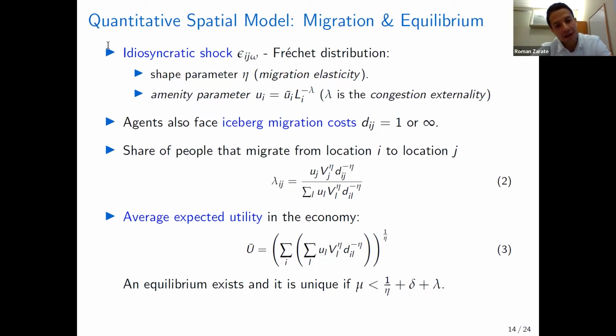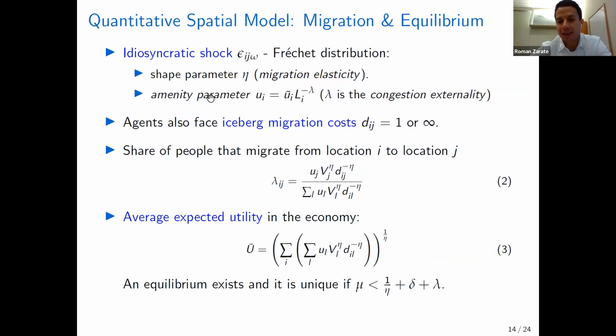Now, the important point here is the migration cost and how do people respond to a shock. So in particular, we're going to assume that the utility of workers has a random shock that is going to be drawn from a Fréchet distribution. This Fréchet distribution is going to have a dispersion parameter eta, which is going to capture the migration elasticity. And this migration elasticity is going to measure how sensitive workers are to changes in real income across locations.